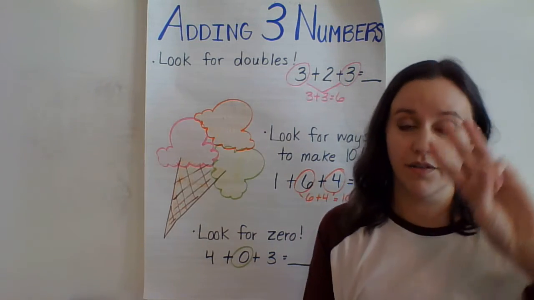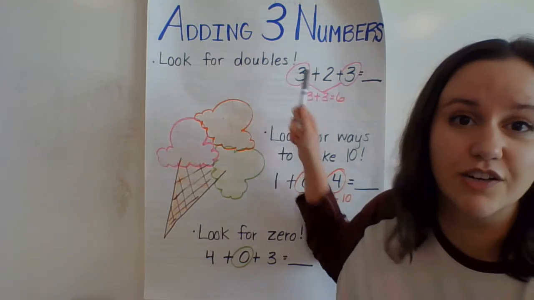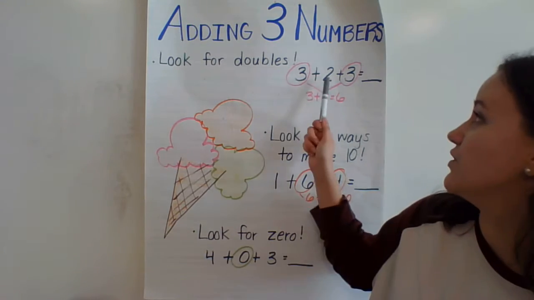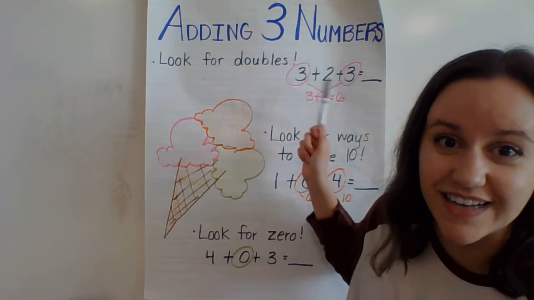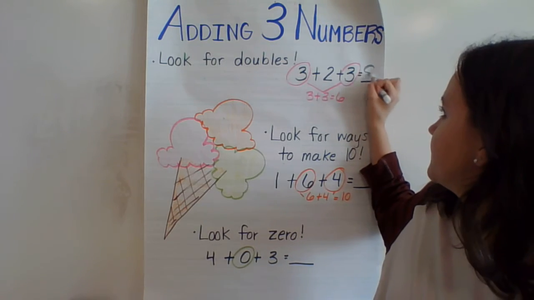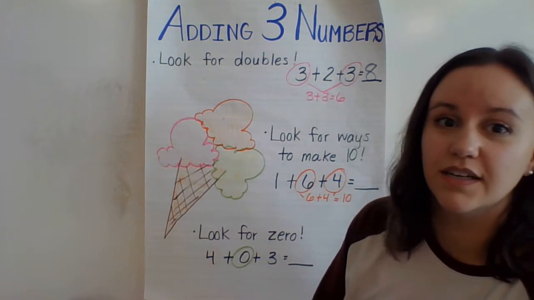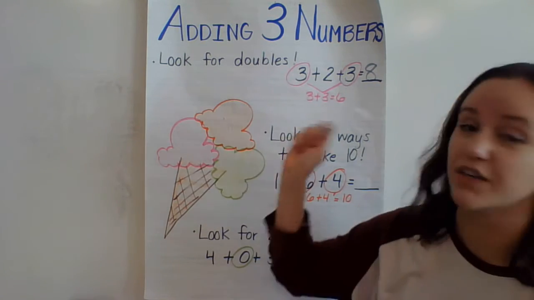So when I'm adding three numbers, it's a real good idea to circle the two numbers that you're adding together first, so that you know that the only other number that you haven't circled yet is the one you still need to add. So 3 plus 3 is 6, plus 2, 8. So that means 3 plus 2 plus 3 equals 8. So I'm looking for doubles.